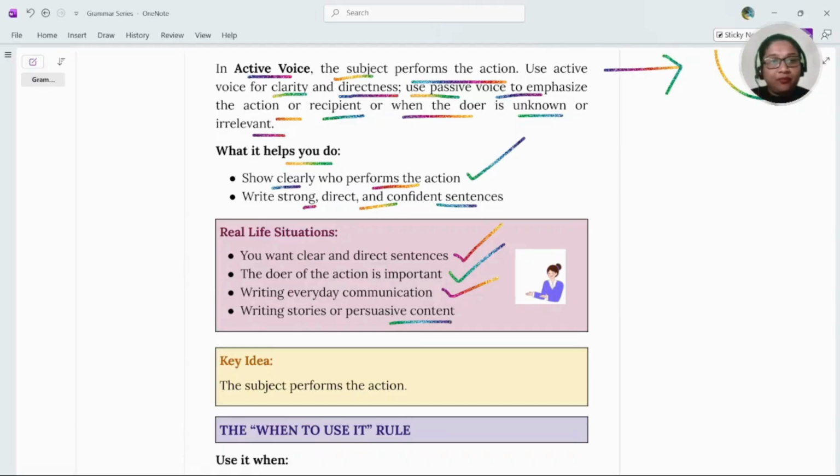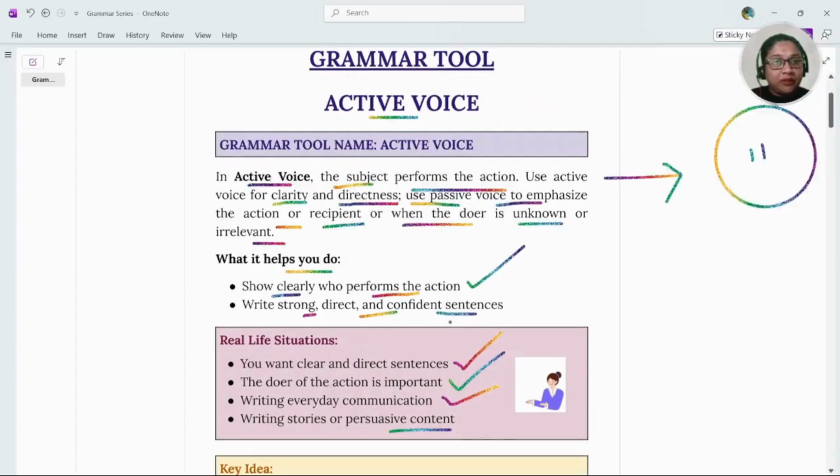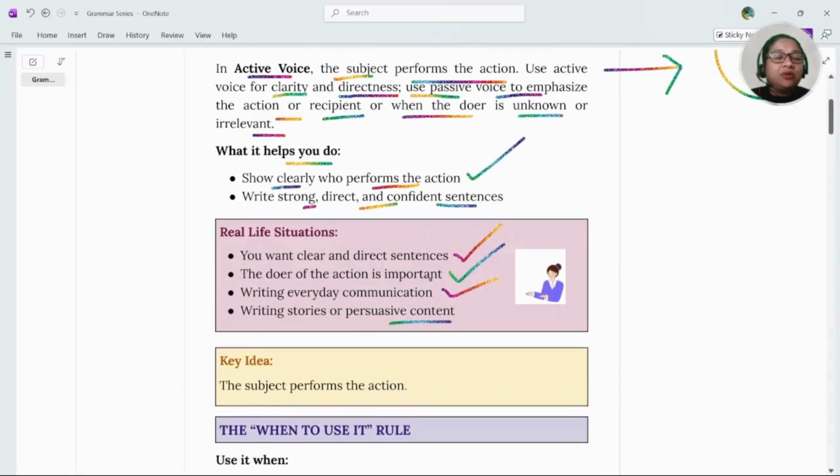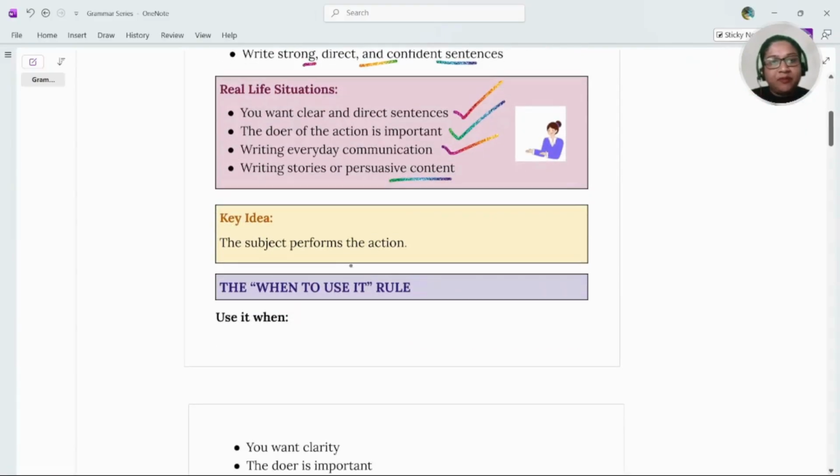Okay, so we covered what exactly active voice is. We got to know a very small, minuscule difference between what active and passive voice is. And then we also took a look at where exactly in our real life situations we can use this grammatical tool.